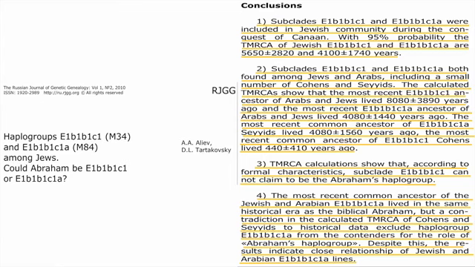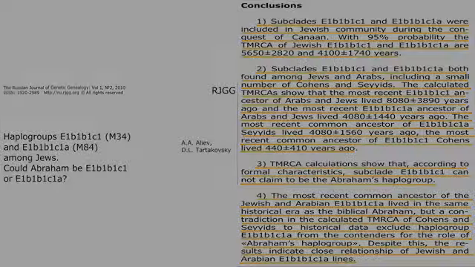4. The most recent common ancestor of the Jewish and Arabian E1b1c1a lived in the same historical era as the biblical Abraham, but a contradiction of the calculated TMRCA of Cohens and Saids to historical data exclude haplogroup E1b1c1a from the contenders of the role of Abraham's haplogroup. Despite this, the results indicate close relationship of Jewish and Arabian E1b1c1a lines.